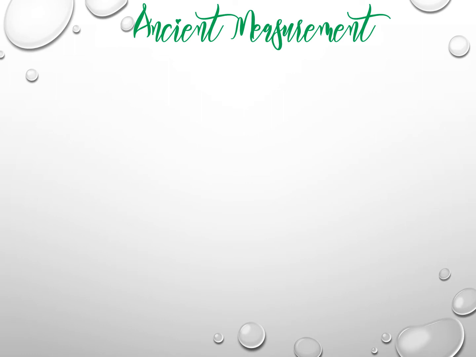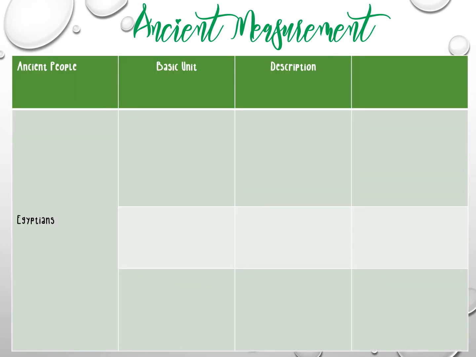So, here are the ancient measurements. Since we did not yet have the measuring tools we have now, these are what were used in ancient times. Okay, so the ancient people are the Egyptians. So, these are the ones already used by the Egyptians. They have the basic unit, the description, and the image in the fourth column.